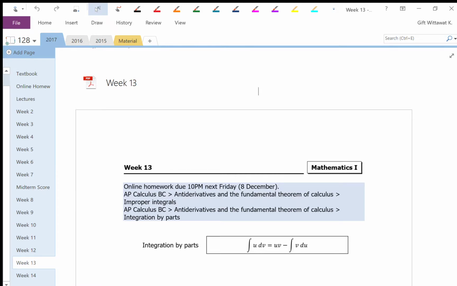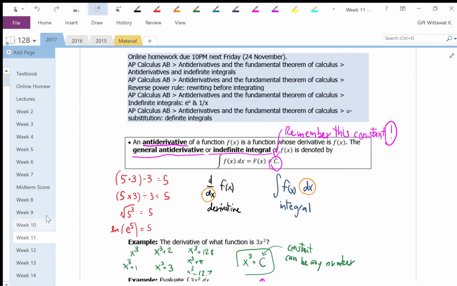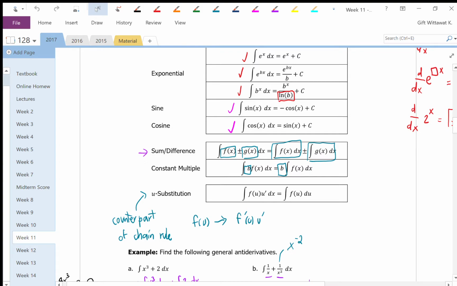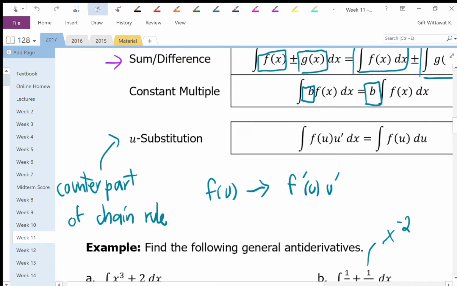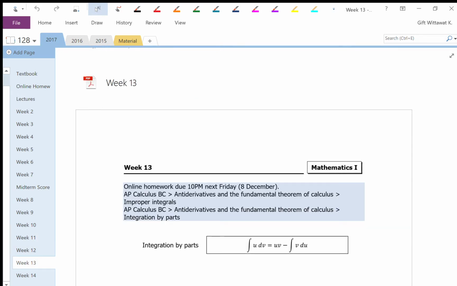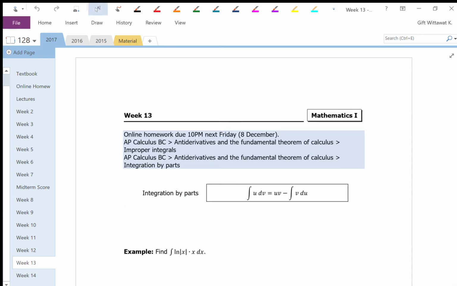Okay, so a few weeks ago we talked about how to find the integral of a function. We also talked about this particular u substitution rule. This u rule, we said, is a counterpart of the chain rule. So it makes sense that there also exists the counterpart of the product rule. And that's what this integration by parts is about.